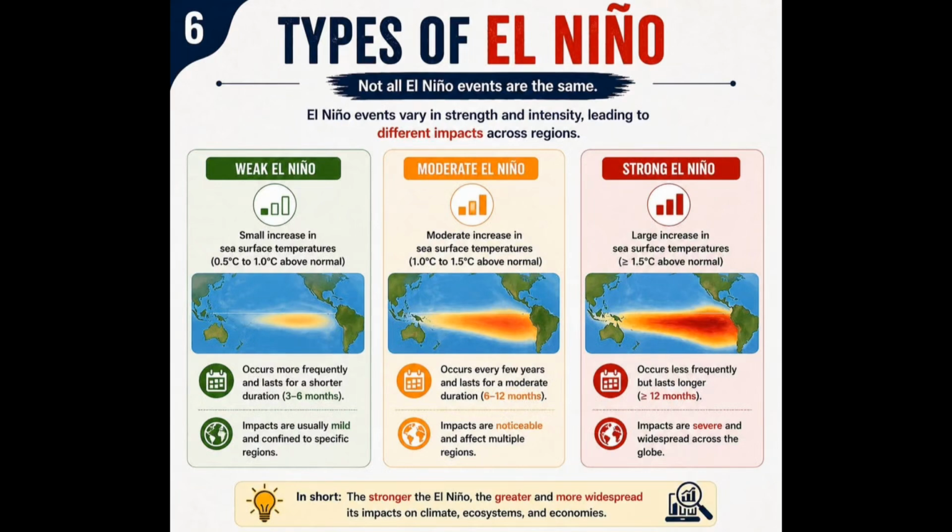Strong El Nino. Large increase in sea surface temperatures, 1.5 degrees Celsius above normal. Occurs less frequently but lasts longer, 12 months. Impacts are severe and widespread across the globe.